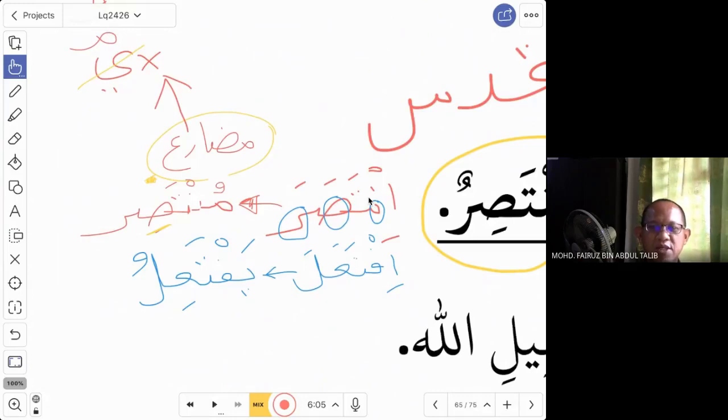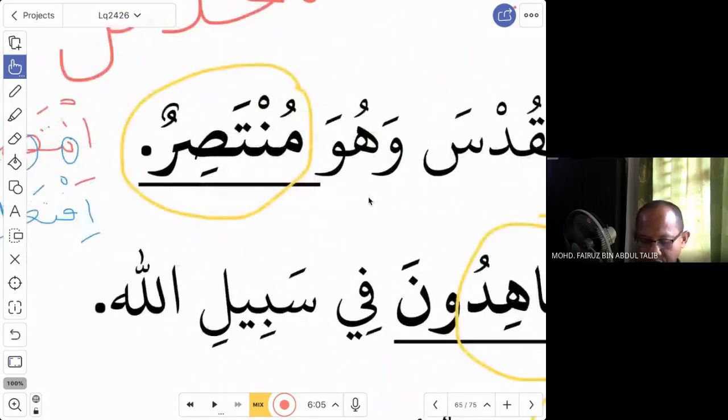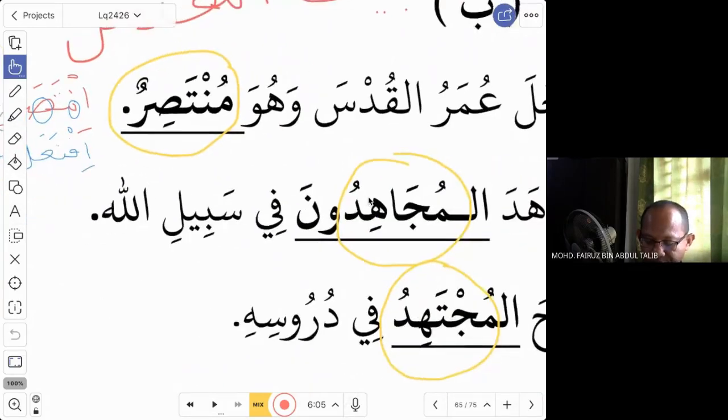What you need to know is the mudari, and of course you need to know the wazan of mudari. Find the mudari, change the ya to a mim, make sure it is having a dhamma, and make sure the second last is having a kasra. So you will have a new word to refer to the person who is doing that particular action. Wa huwa muntasirun. Okay, that is the first one. We look at the second one.